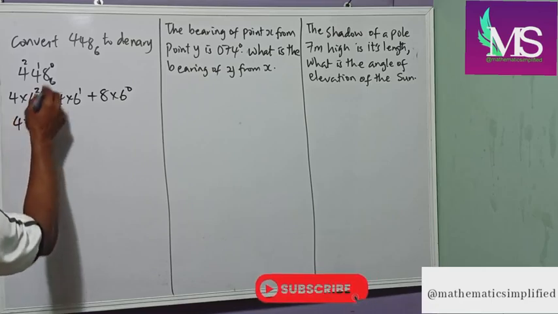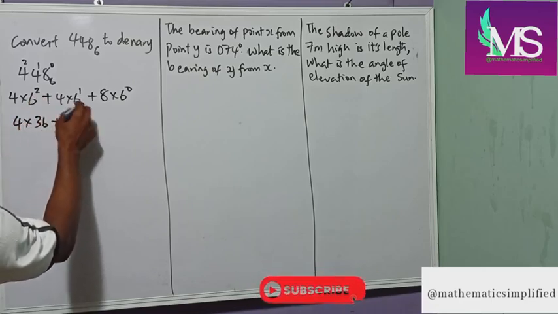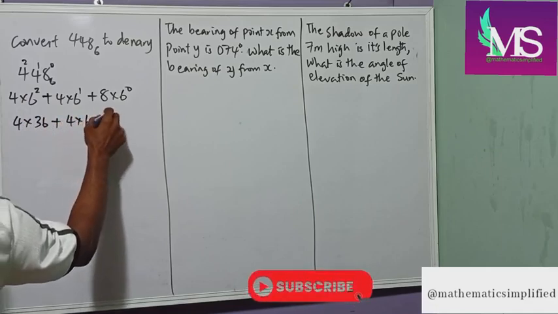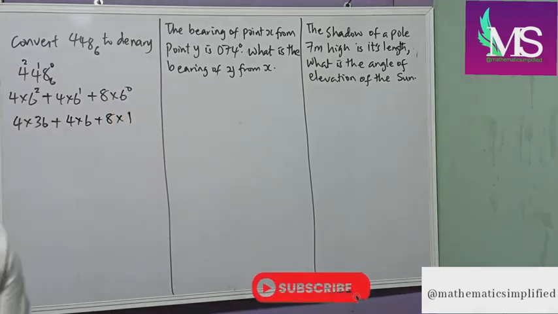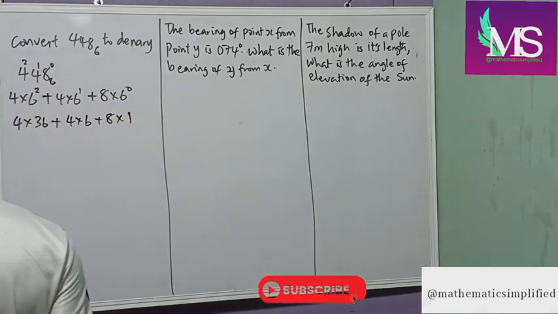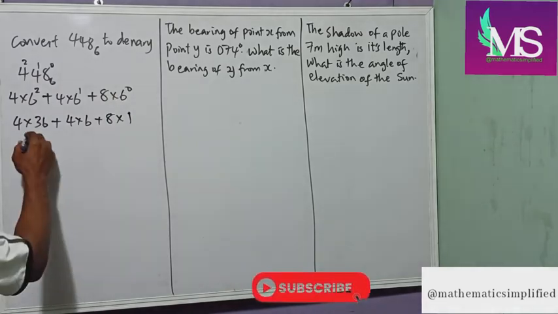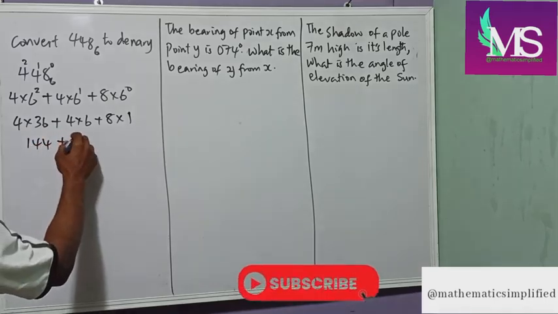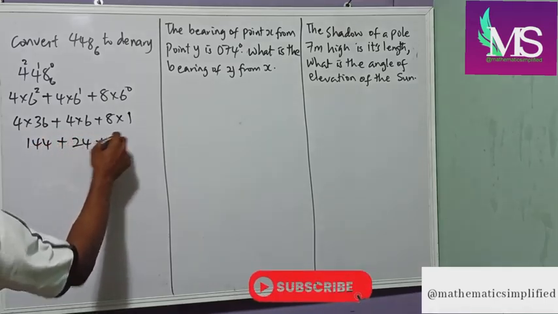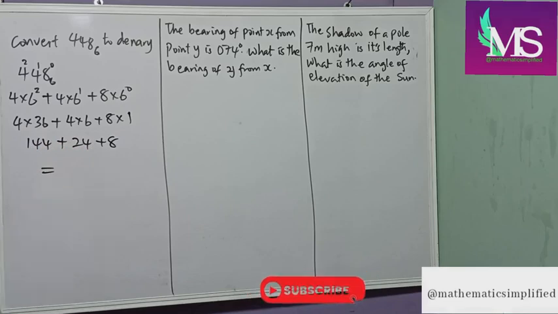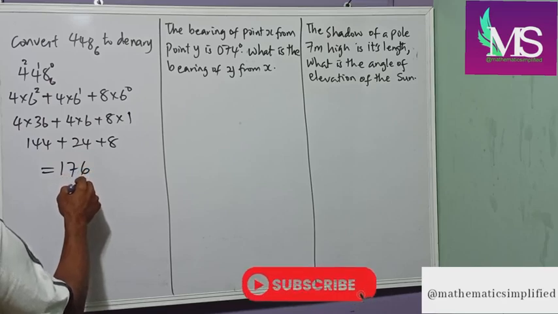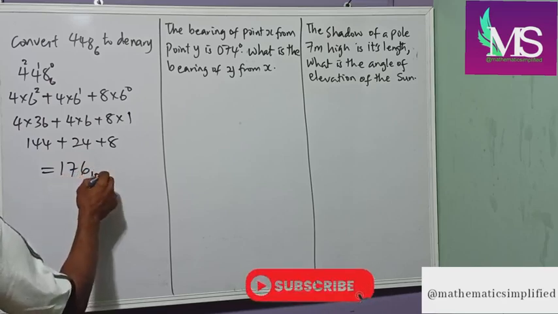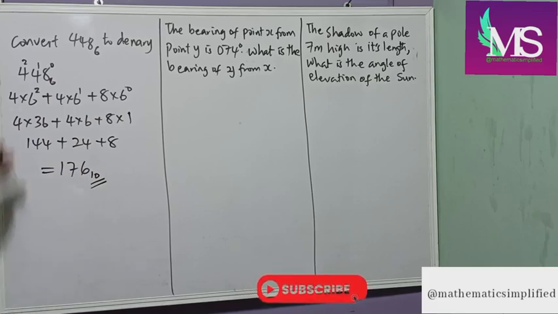Now, 6 squared is 36, plus 4 times 6, plus 8 times 6 raised to the power 0 which is 1. So 4 times 36 will give us 144 plus 24 plus 8. Now, when we sum this all up, we will have 176 base 10. So that is the conversion to denary.